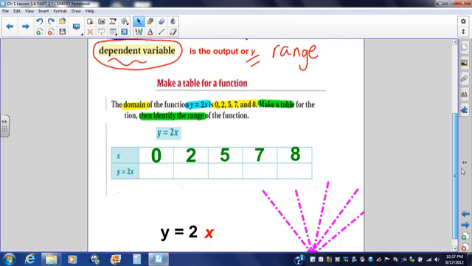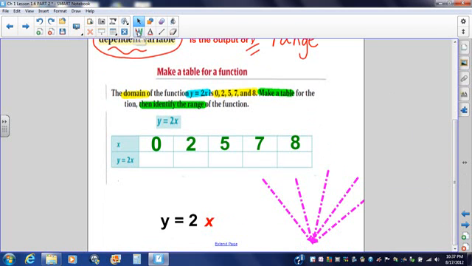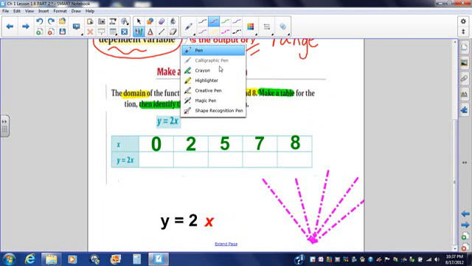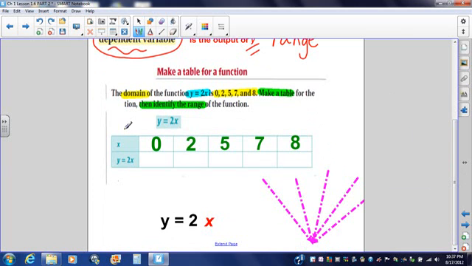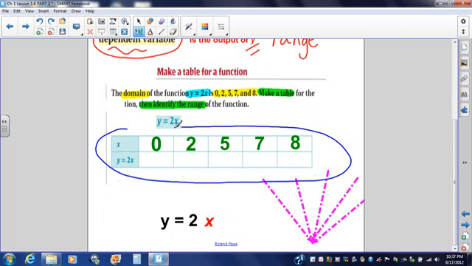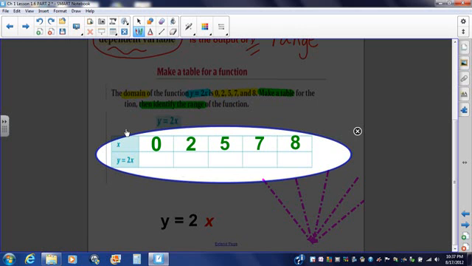All right, so let's make a function table. I'm going to ask that you copy down that input, output, or function table in your spiral. The domain, or X, is going to go on top. The Y, or the range, is going to go on the bottom.